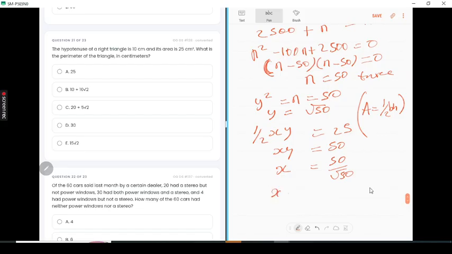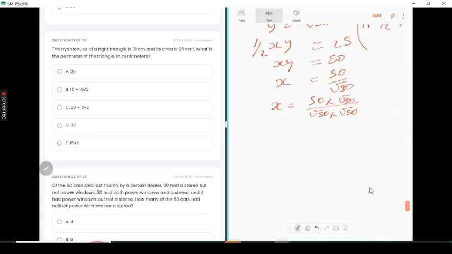When we resolve this, we are going to have 50 times the square root of 50 over the square root of 50 times the square root of 50. This particular process is also called rationalization. So we have 50 times the square root of 50 over 50, and we cancel. It means that s is also the square root of 50, and y is the square root of 50.